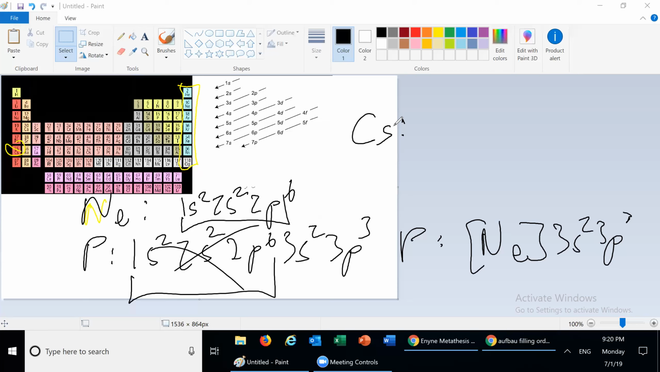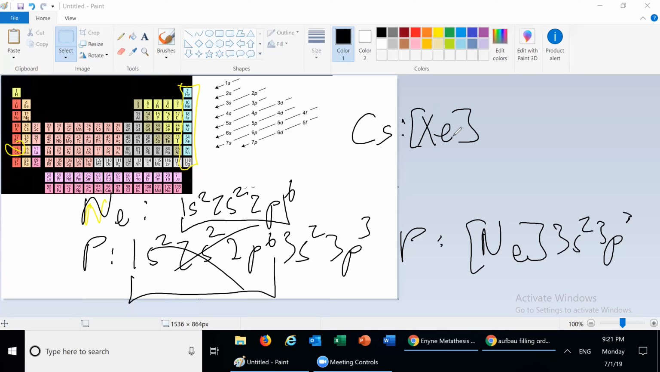Oh, wait. So you need to add on, right? Rn is 86, while Cs is 55. So radon actually has more electrons than cesium. So it's bracket Xe, and then it should be 4d1. Okay, wait. So remember, cesium is in the S block.